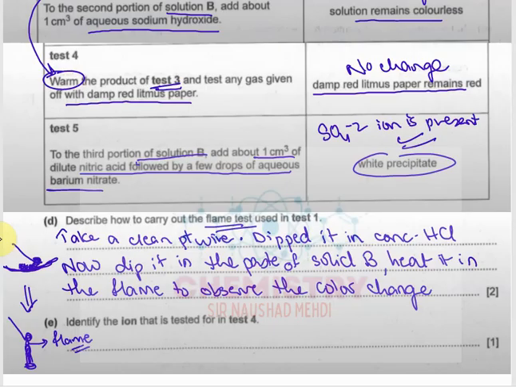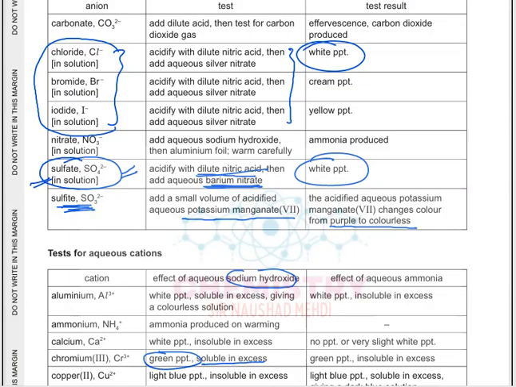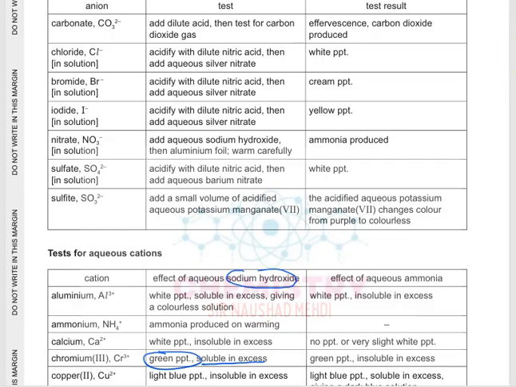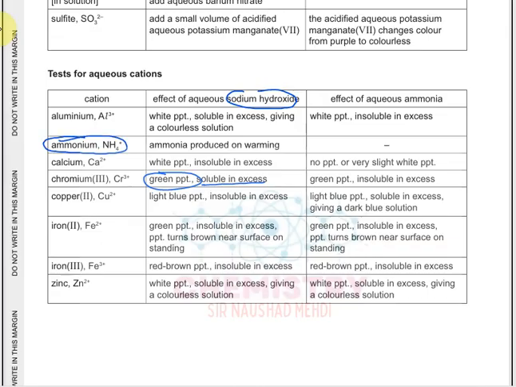The next question: identify the ion that is tested in test number 4. In test number 4, after adding the sodium hydroxide, we were heating the remaining mixture and testing the gas given off with a damp red litmus paper. If we go back to the table and look at the test for damp red litmus paper, we can find that this test goes for the ammonium ion. All right.